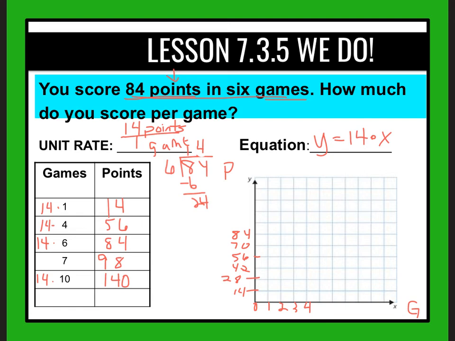So if I don't play any games that day, that would be 0, 0. If I play one game, I know it's 14 points. If I play 2 games, it's 28 points, since that's my unit rate. If I play 3 games, that would be 42. If I play 4 games, that would be 56. If I play 5 games, that would be 70. And of course, if I play 6 games, that's 84 points. You can see once again that constant rate of change, that rate of 14 points for every one game that I play.